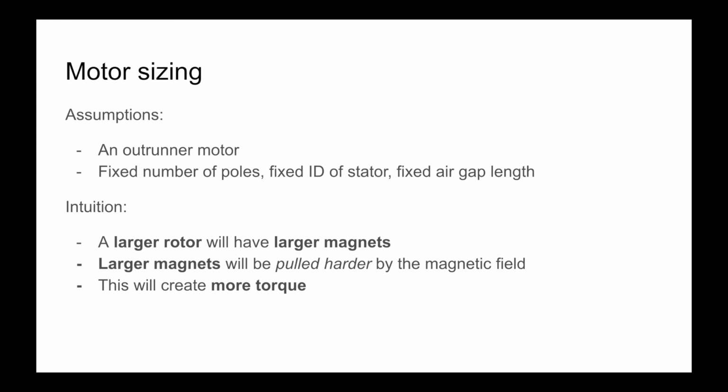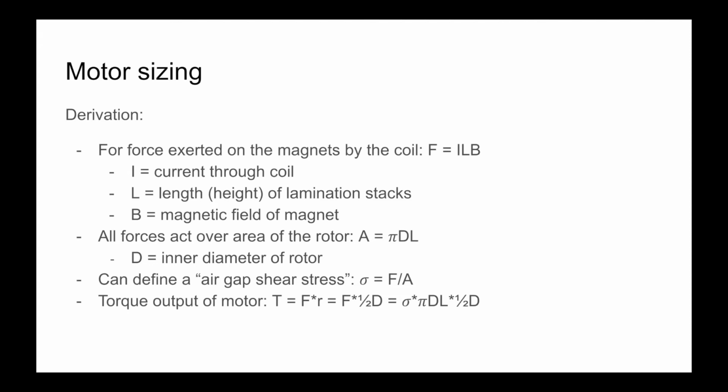Once we have our torque specification, we can look right away at estimating a size for the motor. For this procedure, we will assume that we're looking at an outrunner architecture, though it applies exactly the same to an inrunner as well. We will also assume that we are talking about a motor with a fixed number of poles, a fixed stator inner diameter, and a fixed air gap size. Now the question is, how does the size of the rotor correspond to the overall performance of the motor? We can intuitively guess that if the rotor is larger, we will be able to fit larger magnets, producing a stronger magnetic field and thus permitting higher torque output. As it turns out, we can defend this intuition with a bit of relatively simple analysis.